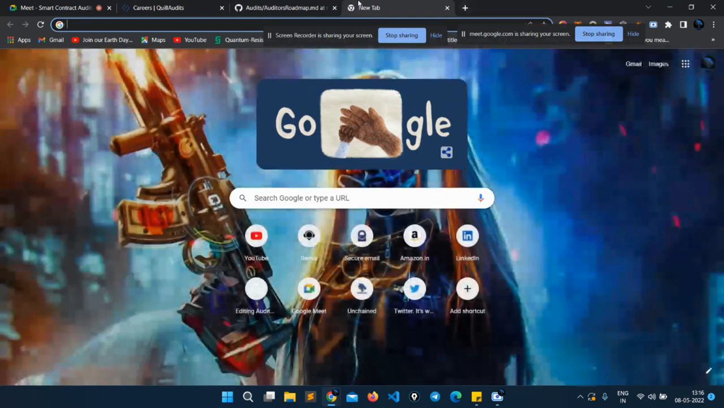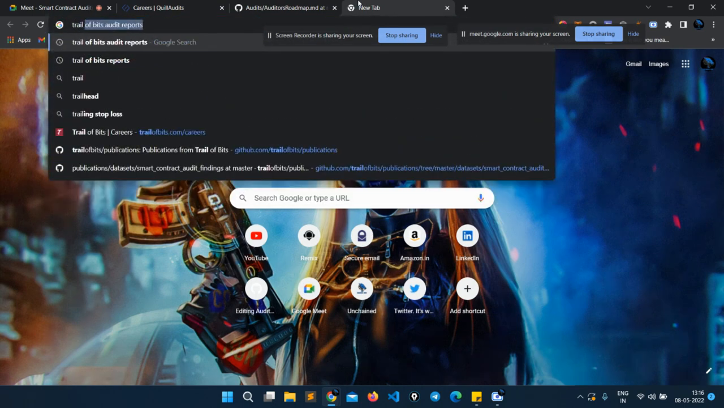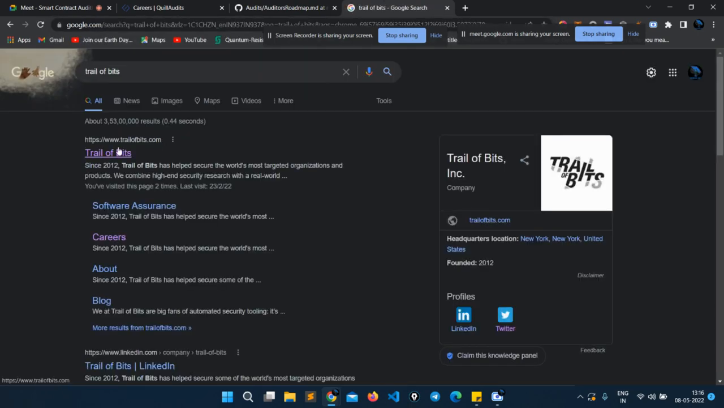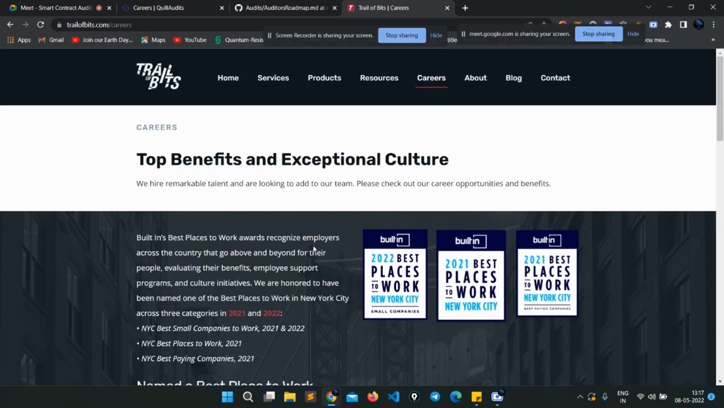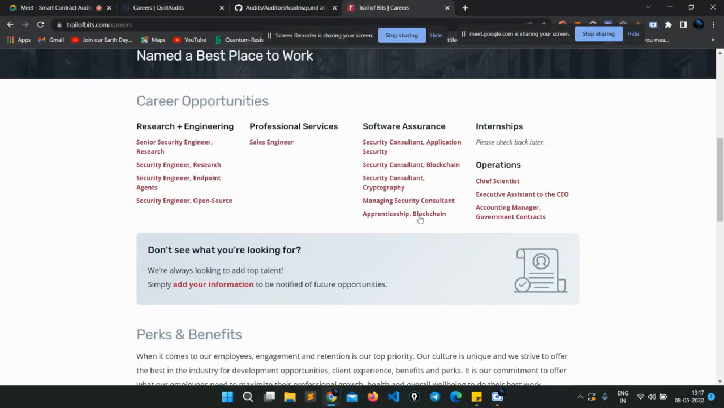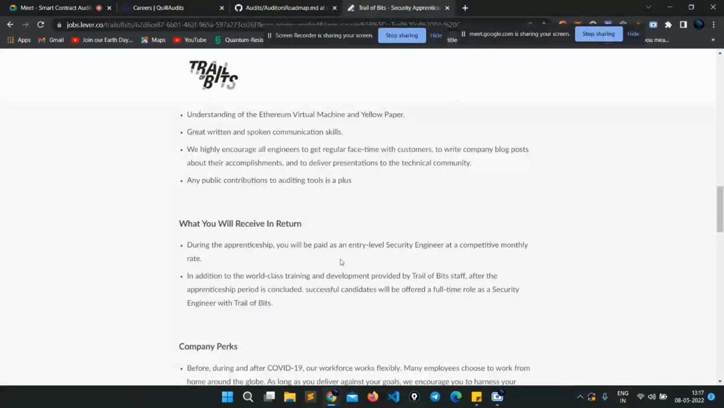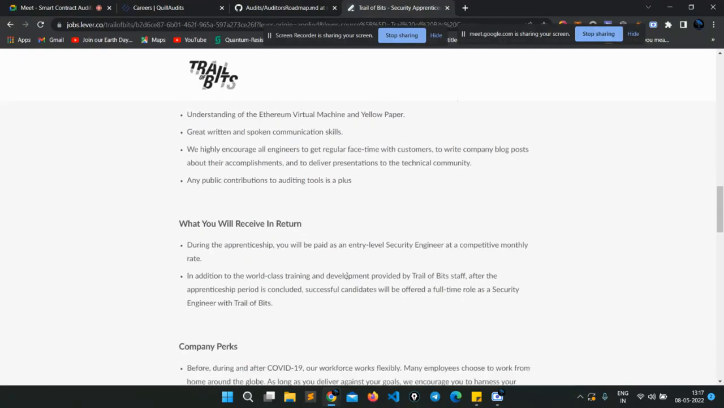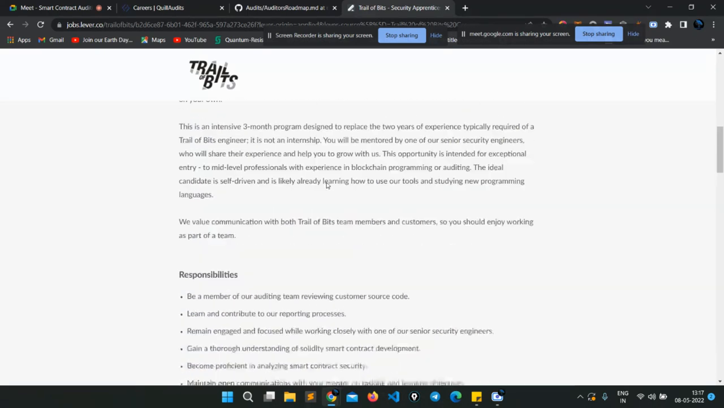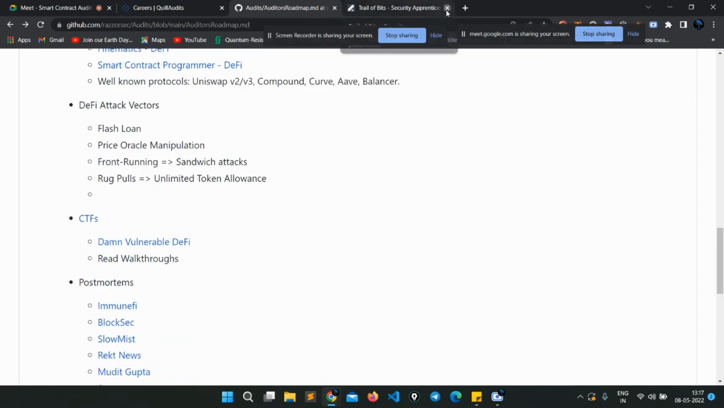There are other apprenticeships as well that you can try. I remember one is from Trail of Bits. Trail of Bits gives you the opportunity to enroll for an apprenticeship. Let me just check if it's still there or not. Yes, it is there. But it requires you to have very good knowledge. So this is only recommended unless you have all the attack vectors knowledge and all the stuff. But yes, the options are there.